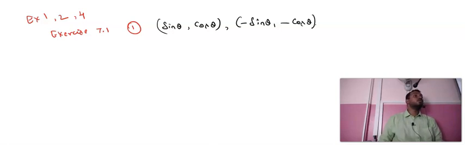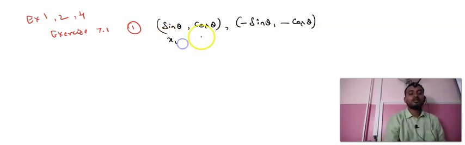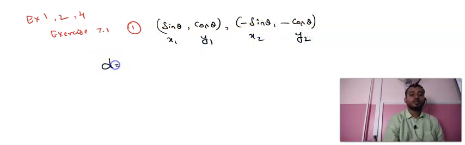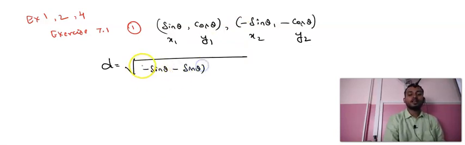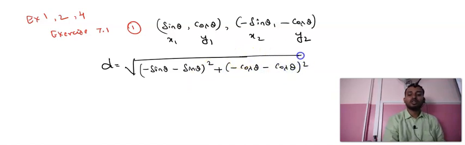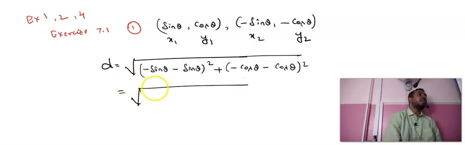Be careful. At that time, see here. This is x1, y1, x2, y2. So what is the formula we have? D equals root of (x2 minus x1) whole square plus (y2 minus y1) whole square. What is x2? Minus sin theta. So x2 minus x1 is minus sin theta minus sin theta, that is minus 2 sin theta.